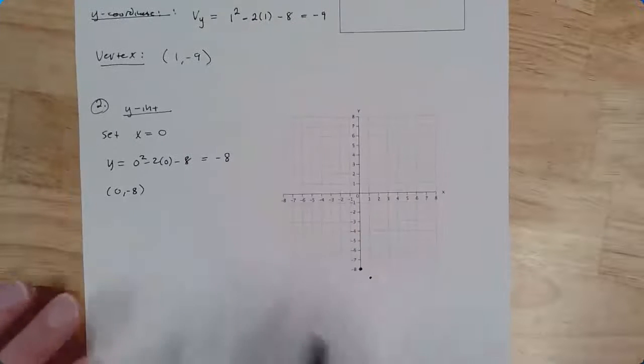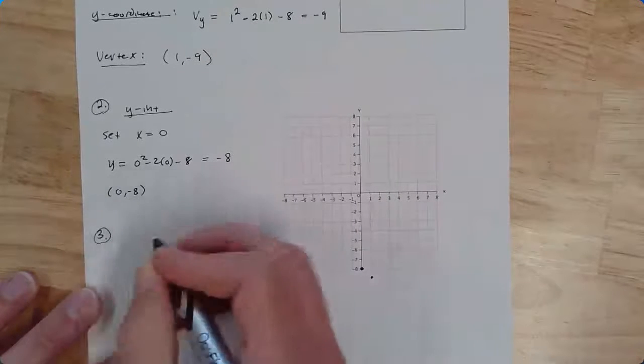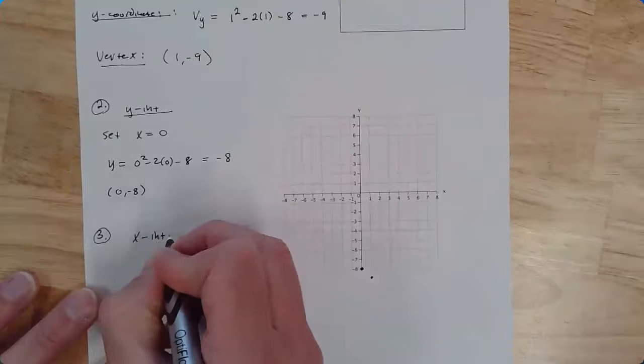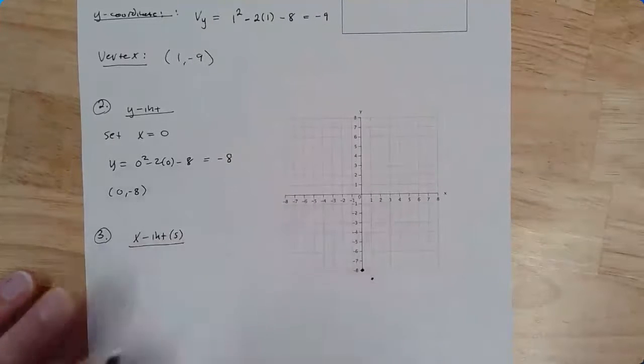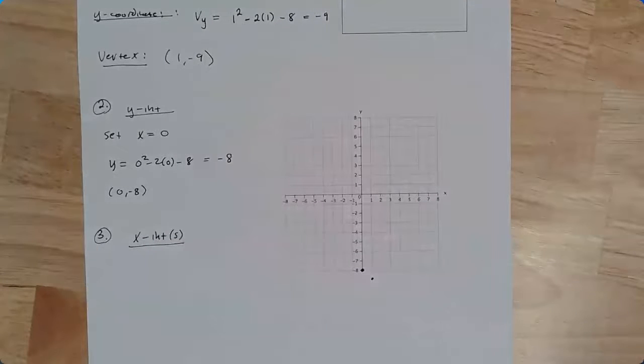And then lastly, x-intercepts. Now, I should start this conversation by saying not every parabola has x-intercepts. If your parabola has a vertex that's above the x-axis and opens upwards, no x-intercepts. If your parabola has a vertex that's below the x-axis and opens downwards, no x-intercepts.